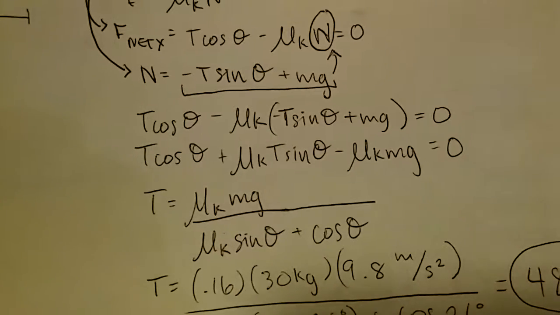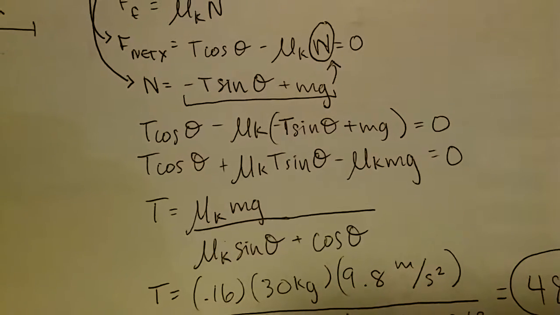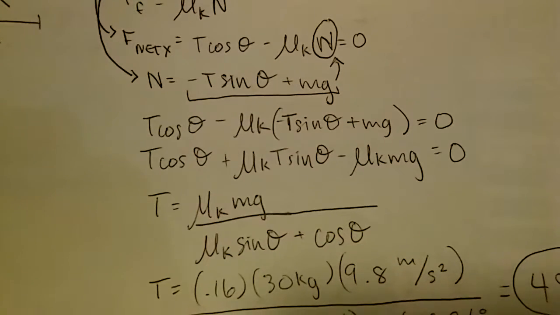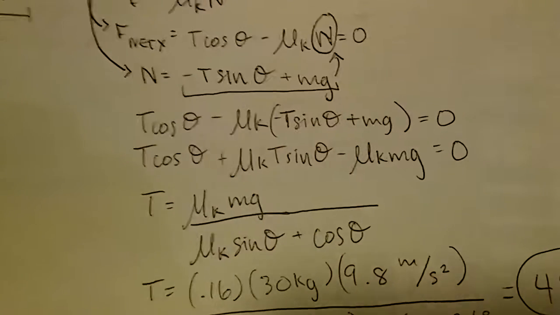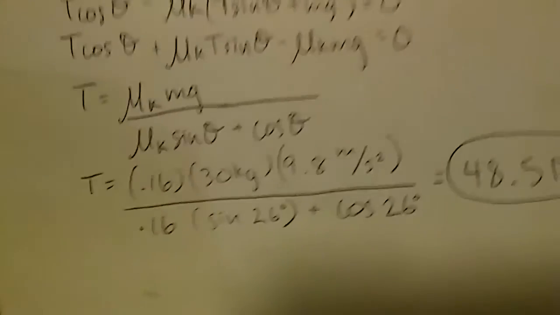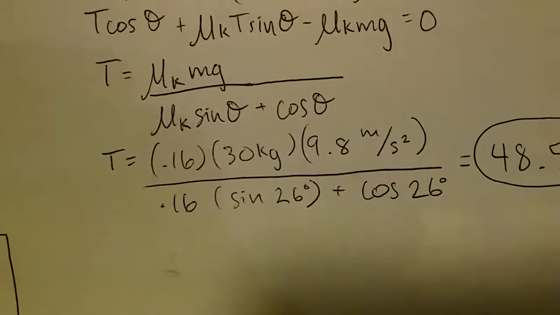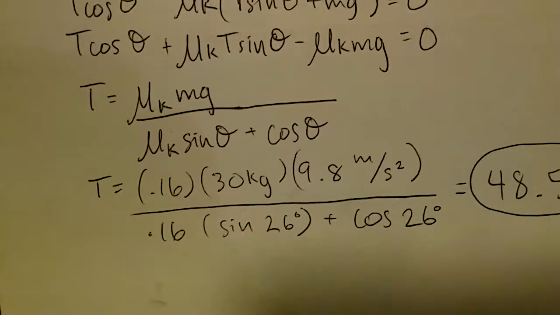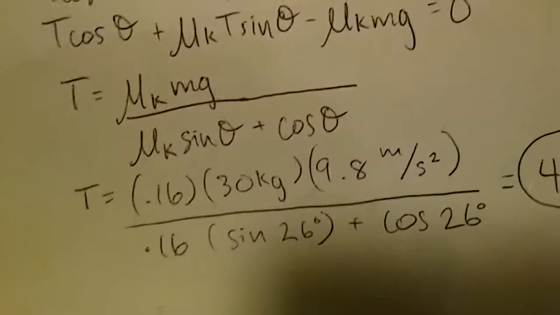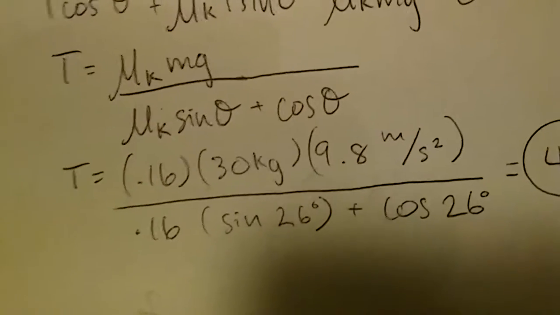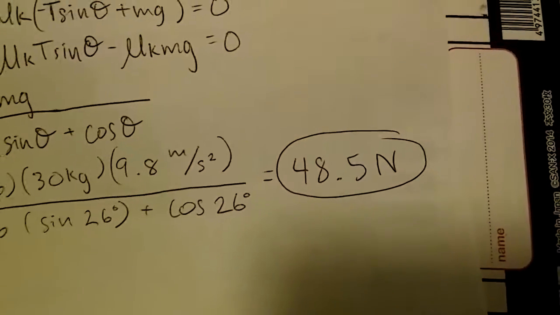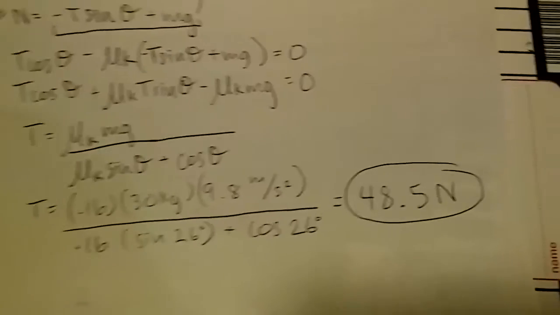And then I solve for T. By first I add mu k mg to the other side, and then I divide that by mu k sine theta plus cosine theta, and then I just substitute all my values in: the coefficient of friction, weight of the cart and the boy, g, and then I also substitute in theta, which is 26 degrees, and the sine and cosine. And that all comes out to 48.5 newtons as the tension force. And that's just the first part.